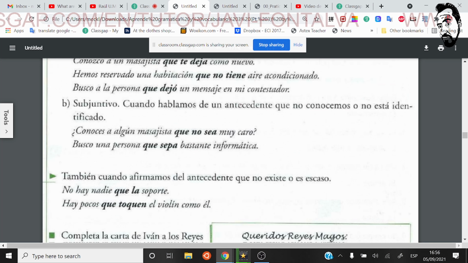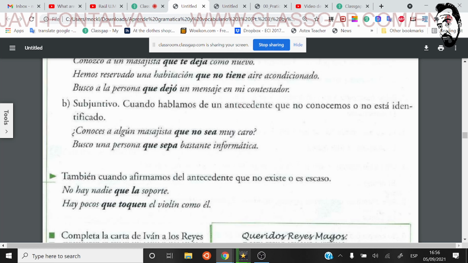Exactly. If I'm talking about someone that might not exist, or might exist but I don't really know, I have to use subjunctive. For example, ¿conoces a algún masajista? ¿Conoces a algún masajista que no sea muy caro? So, do you know any masseur who is not very expensive? Or busco una persona que sepa mucho de informática, looking for a person who knows a lot about computer science. So I say sepa, because I don't really know if this person exists.